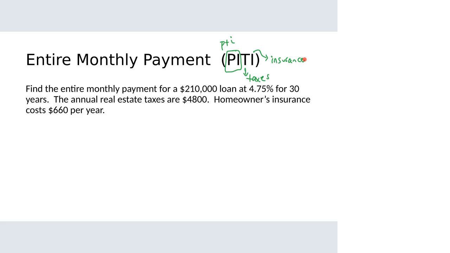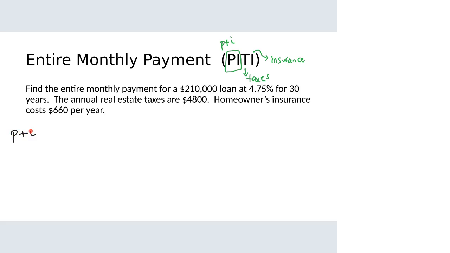So we're going to look at all four of those components of mortgage payment when we look at the entire monthly payment: principal, interest, taxes, and insurance. Those will be the components we're going to look at for the entire monthly payment. Our question here says, find the entire monthly payment for a $210,000 loan at 4.75% for 30 years. The annual real estate taxes are $4,800. Homeowners insurance costs $660 per year. And so we're going to look at each of those components.